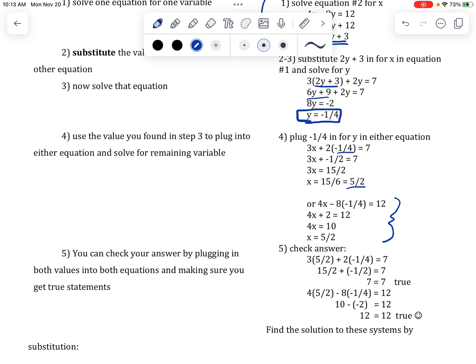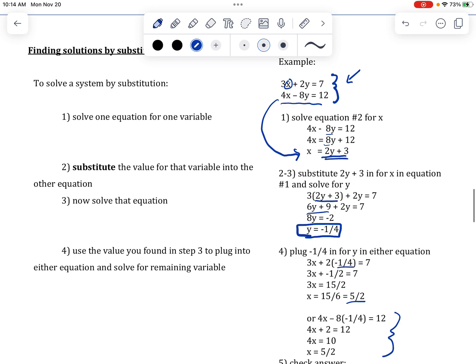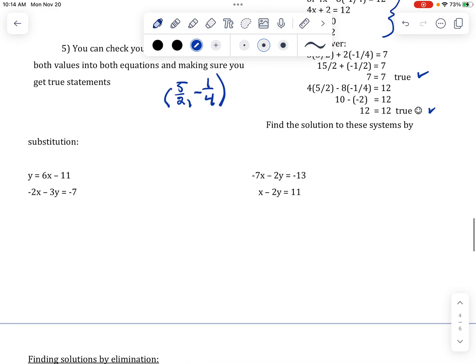If you want to check your answer, plug in both values into either equation, you should get a true statement. My solution is (5/2, -1/4). Those are the coordinates of the x and the y values for the point that falls on both lines. The intersection point of both the lines in our original system.